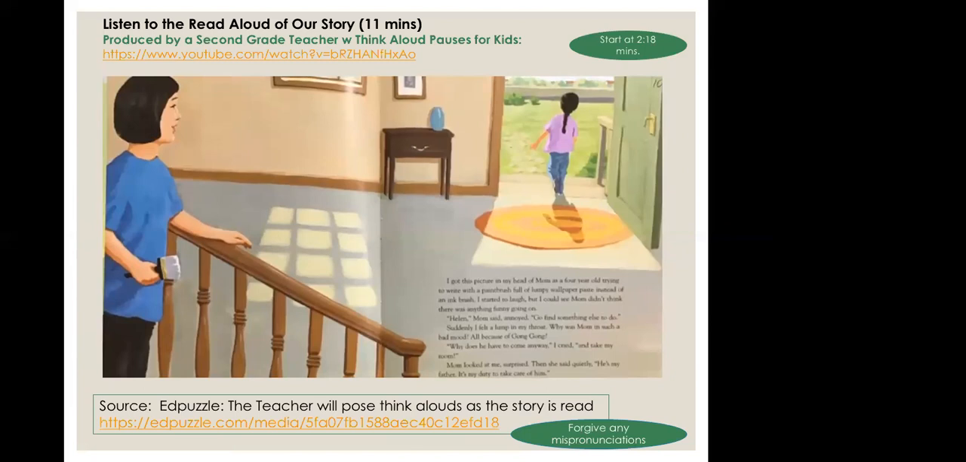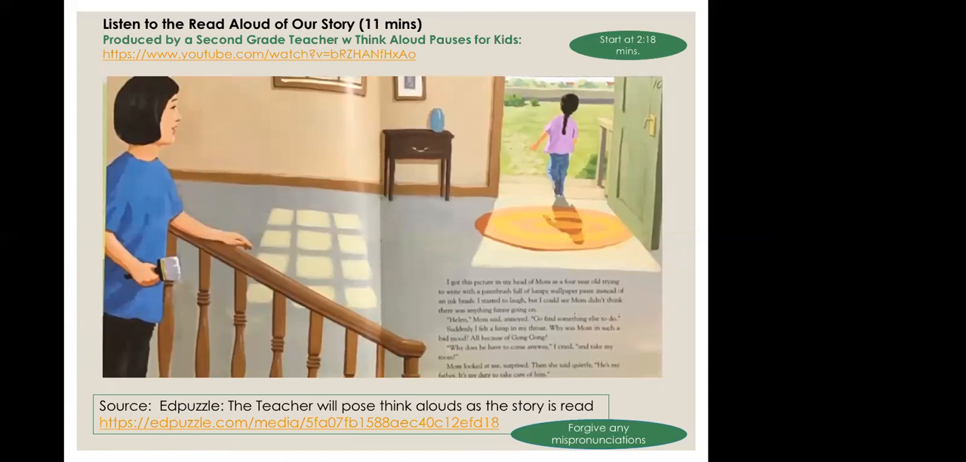Why does he have to come anyway? I cried. "And take my room!" Mom looked at me surprised. Then she said quietly, "He's my father. It's my duty to take care of him." I didn't want to listen. I ran down the stairs, out the door, and down the path toward the railroad tracks.